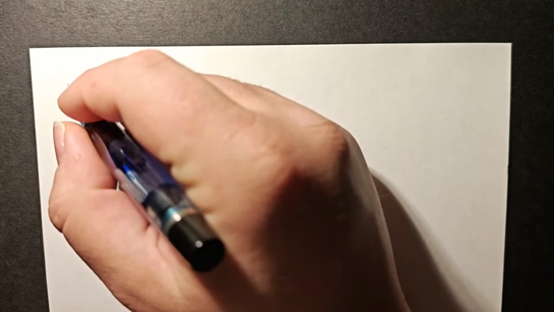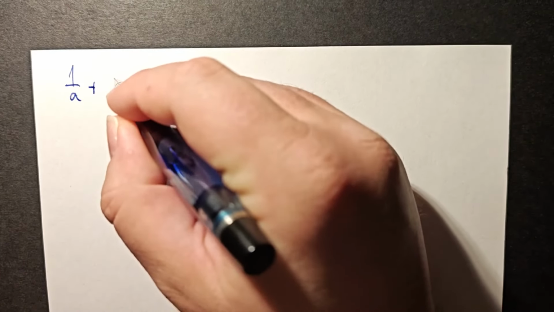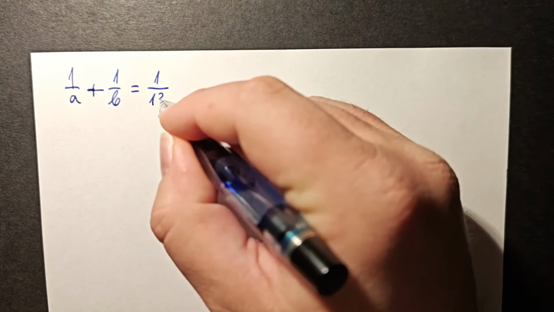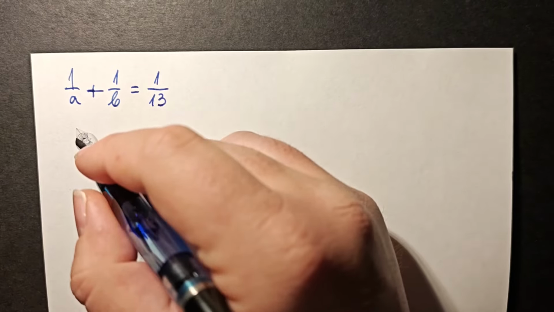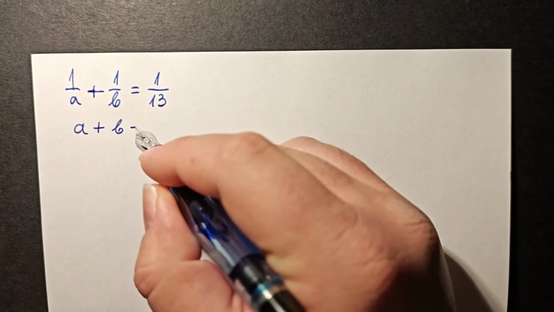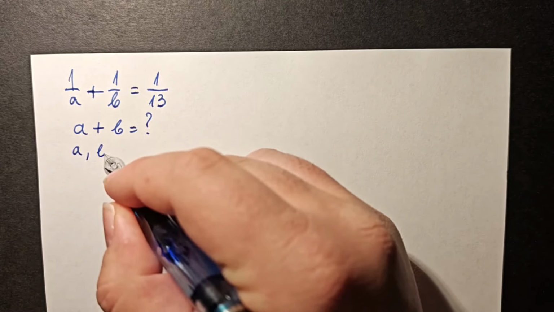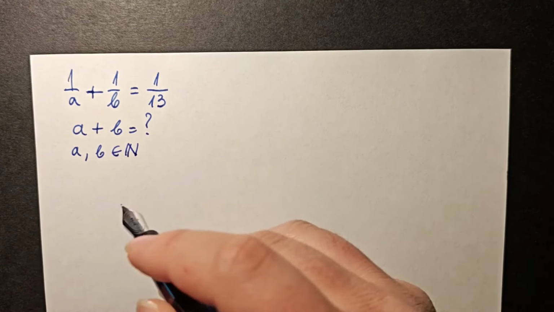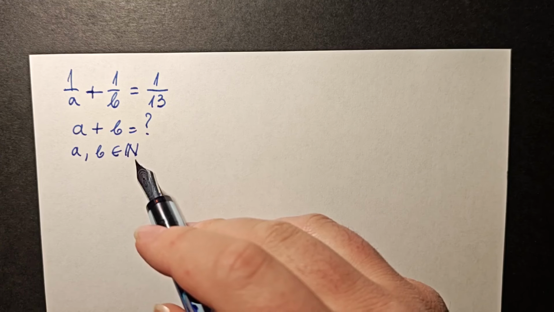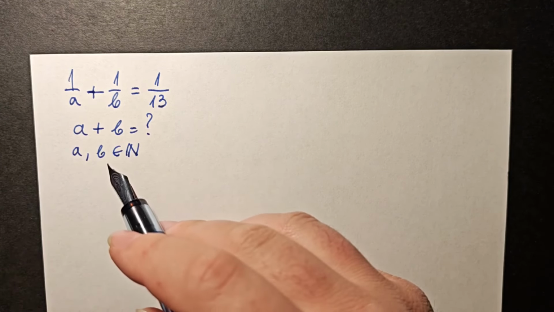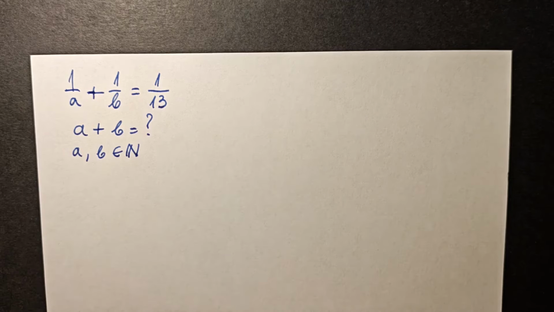So our job in this video is to solve a problem: 1 over a plus 1 over b is equal to 1 over 13. Our job is to find the sum a plus b, and we know that a and b are natural numbers. It means a and b are integers strictly larger than 0.